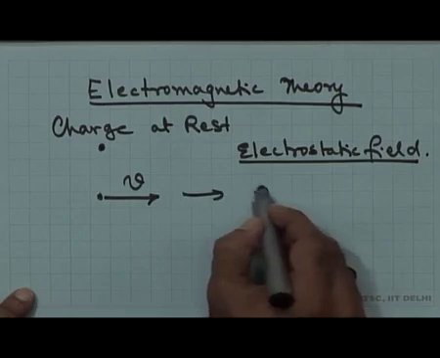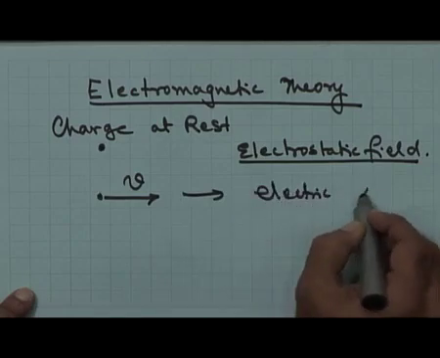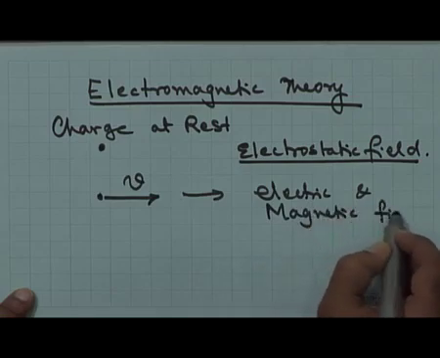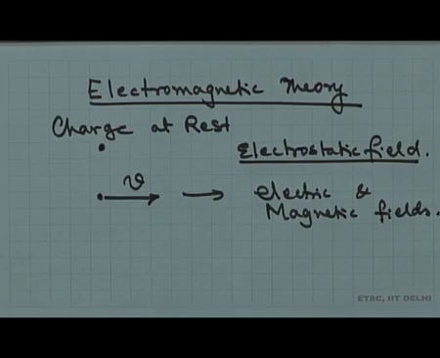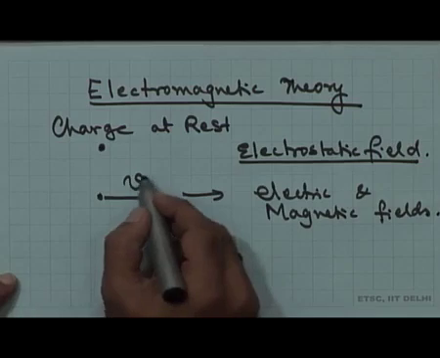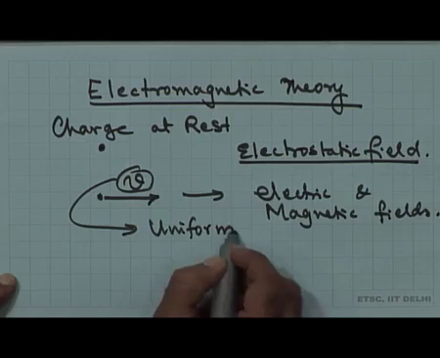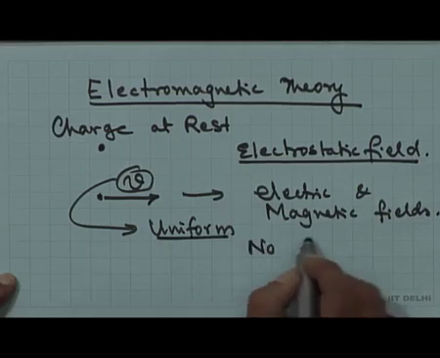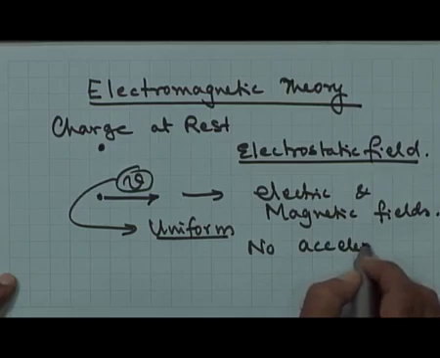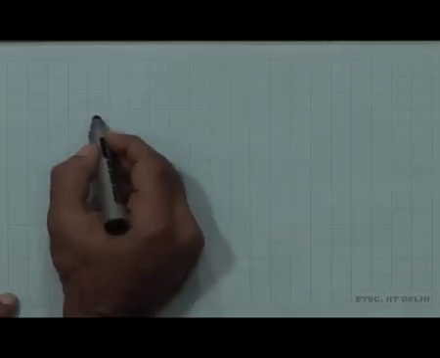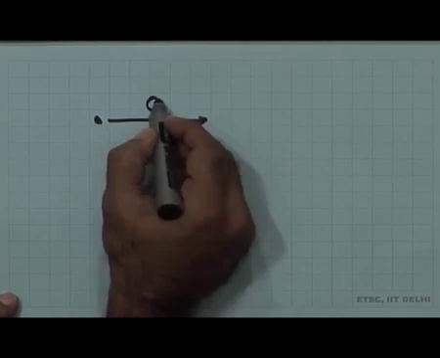So this produces electric and magnetic fields. That is what it produces. The operative word here is, this is uniform. That means no acceleration. So now the question that we are going to ask is, what happens if I take a charged particle and it starts accelerating?